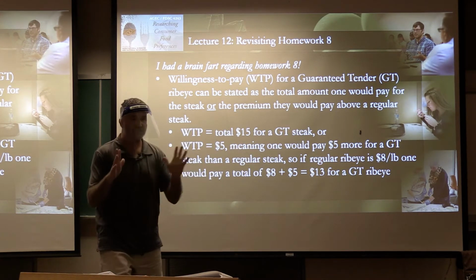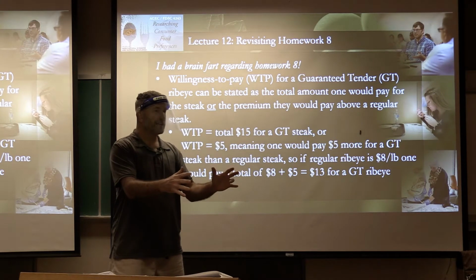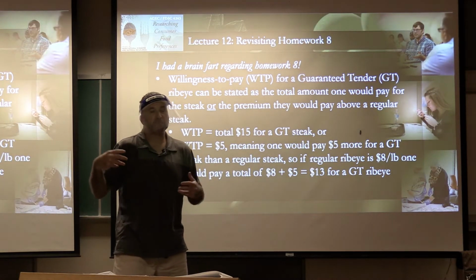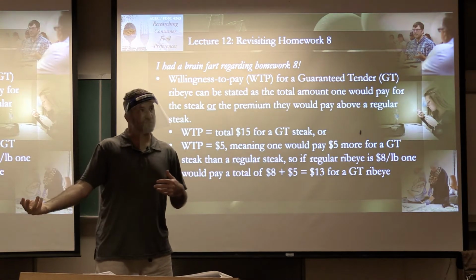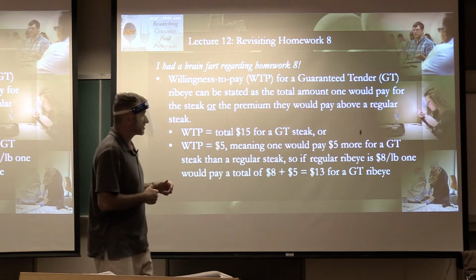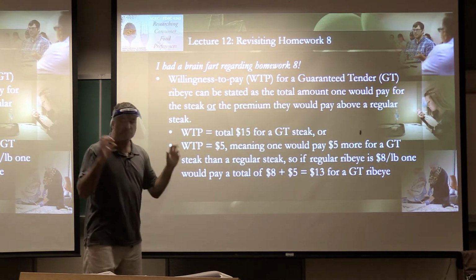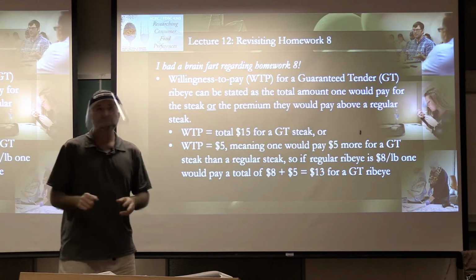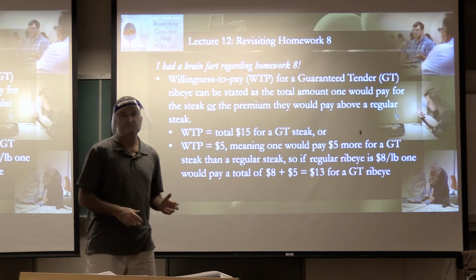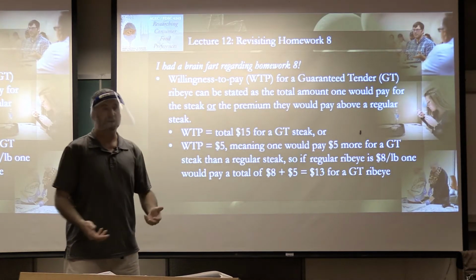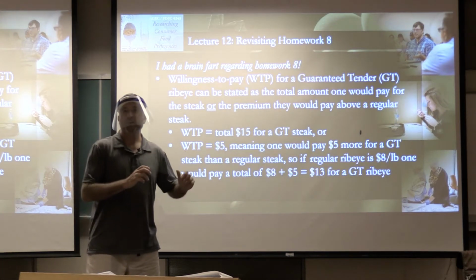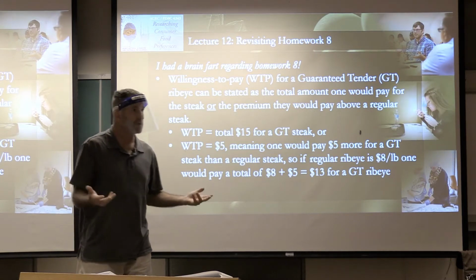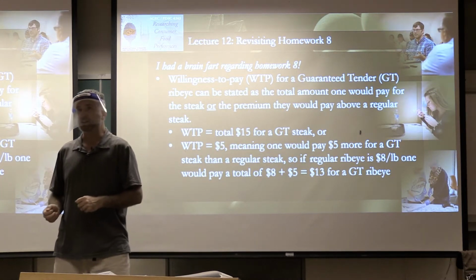So remember, here's the scenario. We have a regular ribeye, and then you can have a guaranteed tender ribeye. And we're trying to think about how much more people will pay for the guaranteed tender steak to figure out what kind of price we should charge. Well, one definition when we talk about willingness to pay is just the total amount for the steak. So maybe we say willingness to pay for the steak for this person is $15, meaning they're willing to pay up to $15, but no more in total on a per pound basis for a guaranteed tender steak.